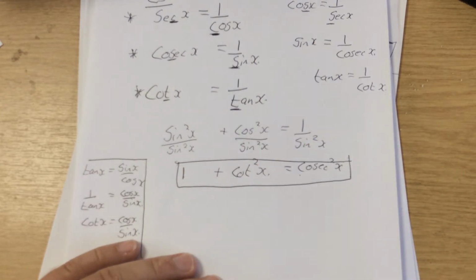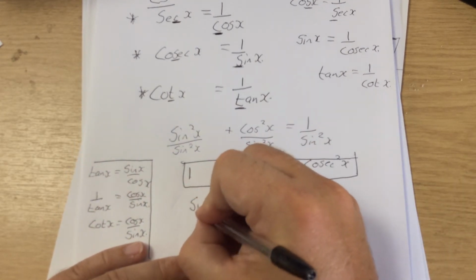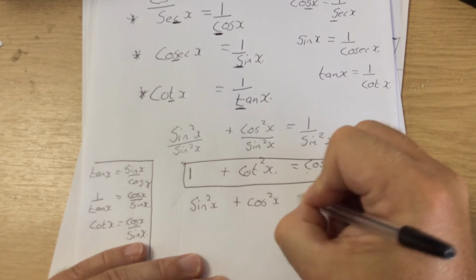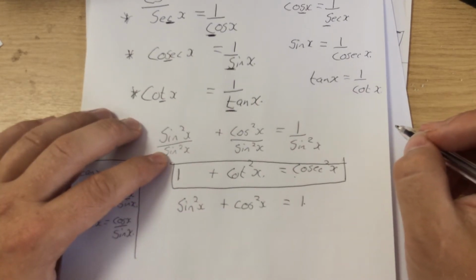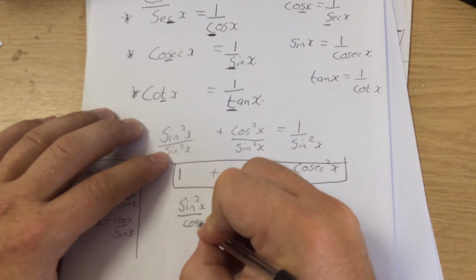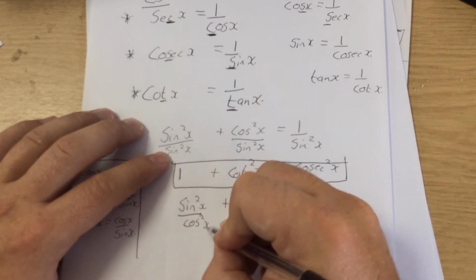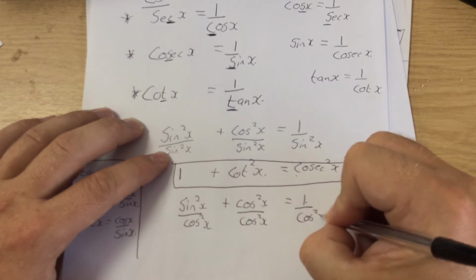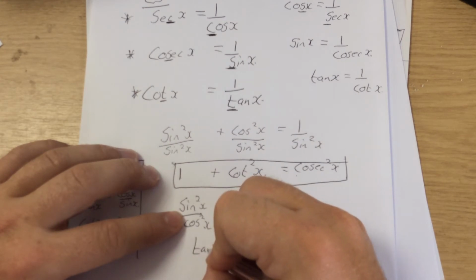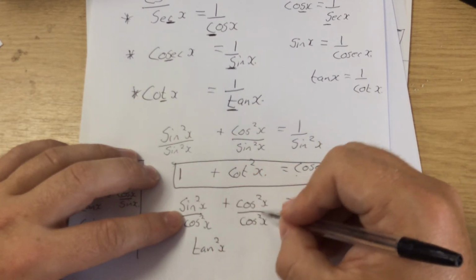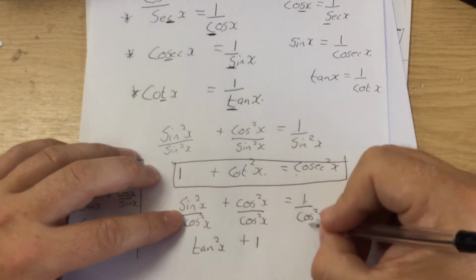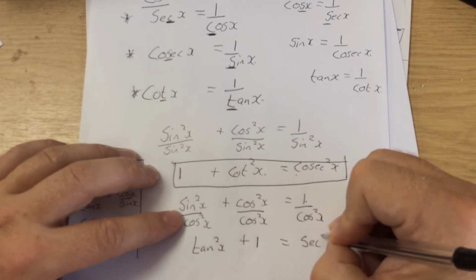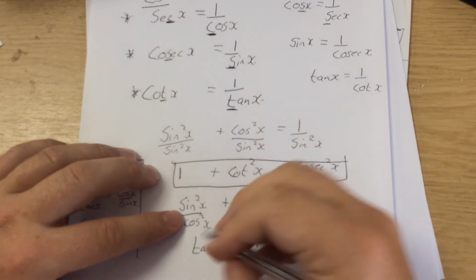From there, the other identity you really need to know is if I start again, sine squared x plus cos squared x equals 1. Last time we divided by sine squared x. This time we're going to divide by the second function, cos squared x. So when I divide by cos squared x, sine squared x divided by cos squared x is tan squared x. Cos squared x divided by cos squared x is 1. And then 1 over cos squared x, okay? 1 over cos is sec. So 1 over cos squared x is sec squared x.